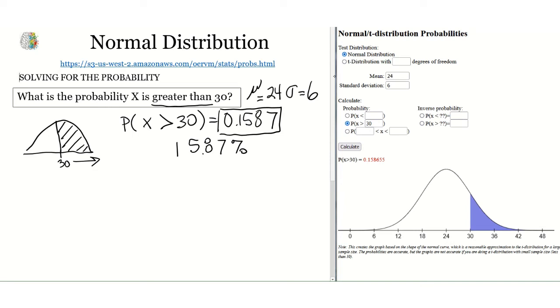Other words that might also qualify besides greater might be the words longer, larger, more. Anything that indicates that we're looking for the value of 30 and greater. Anything bigger, that's going to tell you you're going to use this second probability calculation, and you're going to expect a right-tailed test.